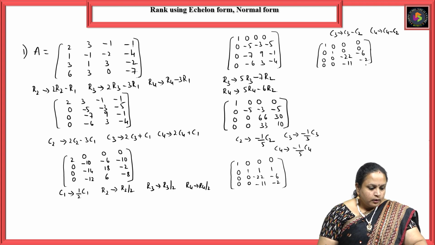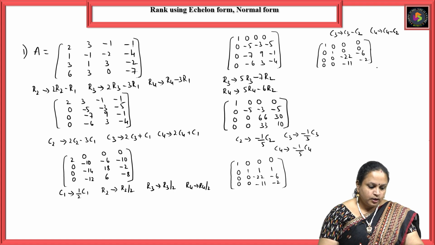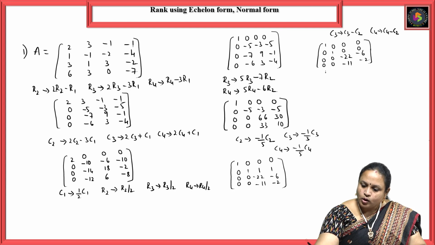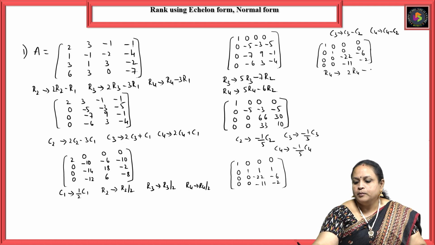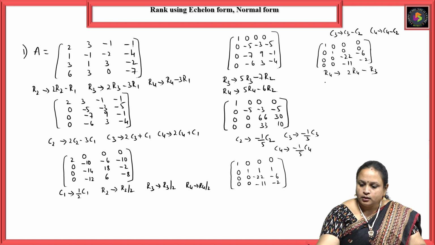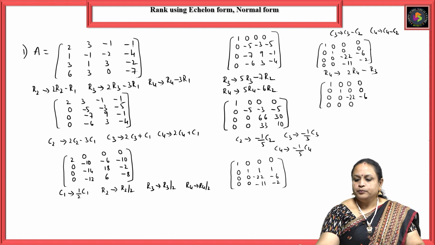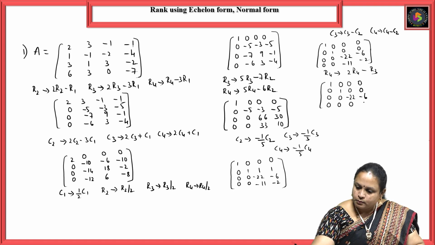Okay. Now let us make R4 as zeros. So R4 implies 2 R4 minus R3. So it is 1 0 0 0, 0 1 0 0, 0 0 minus 22 minus 6, it is 0 0 0 and this will be 0 0 0 minus 2.